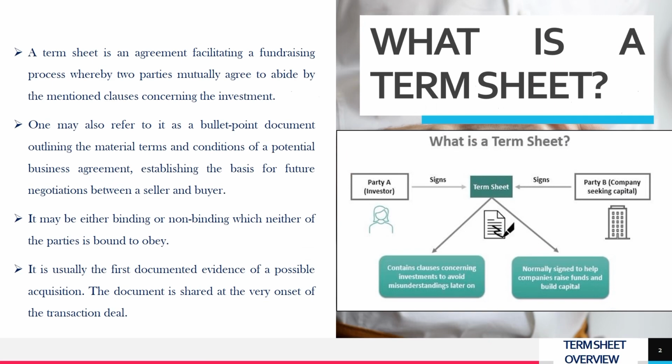What is the term sheet? A term sheet is an agreement facilitating a fundraising process whereby two parties mutually agree to abide by the mentioned clauses concerning the investment. One may also refer to it as a bullet point document outlining the material terms and conditions of a potential business agreement, establishing the basis for future negotiations between a seller and a buyer, sometimes an investor. It may be either binding or non-binding, but the parties are not bound to obey the terms.